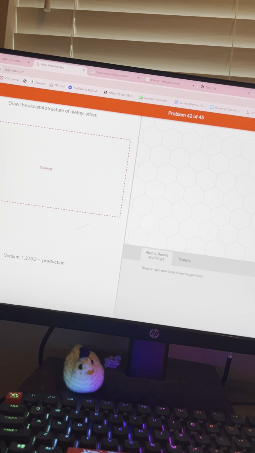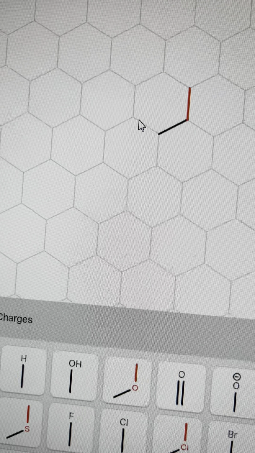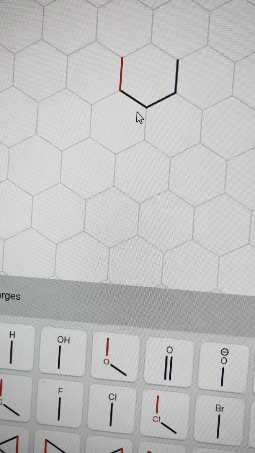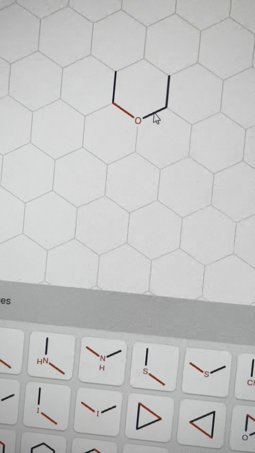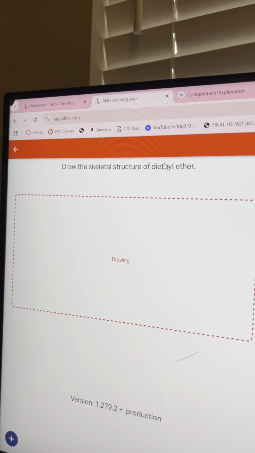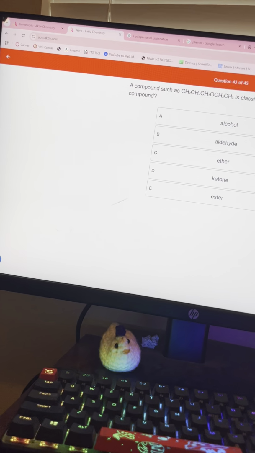Okay, almost done. Now we have diethyl ether. So remember, ethyl is 2 lines. So we can do 1, 2 lines, 1, 2. And just make sure we put the O in the middle like that. So that's an ethyl, that's an ethyl. That gives us our diethyl, or 2 ethyls. Continuing on.